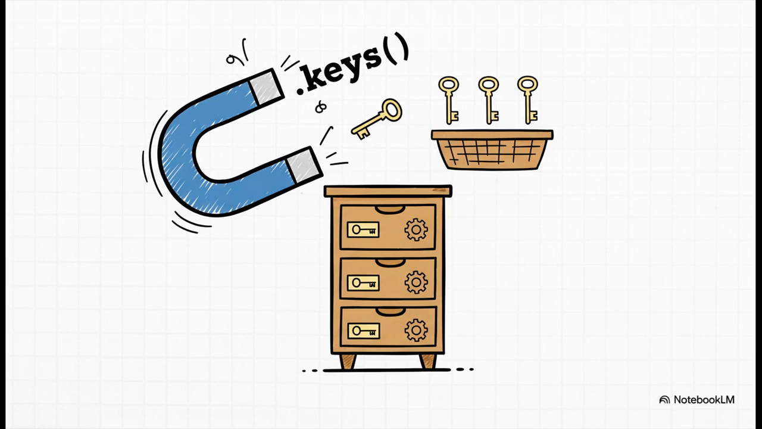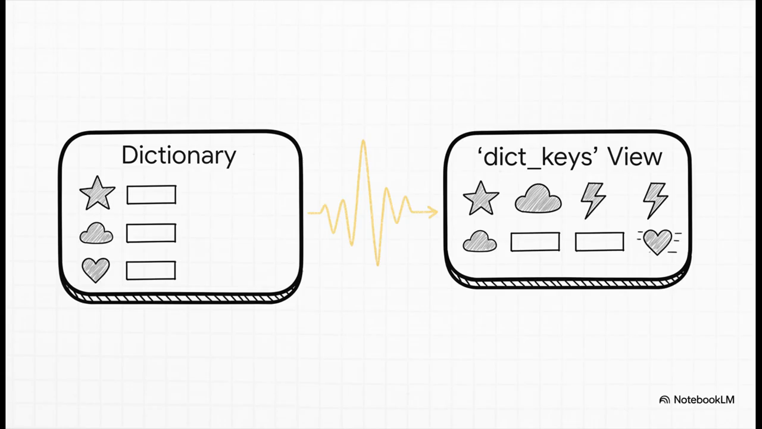This code is basically asking the dictionary to just give us a list of all the labels or keys that it's using. Now, check out the output. It's not a regular list. It's this special view object called dict_keys. And the cool thing about this view is that it's dynamic. That means if you add a new key to the dictionary later on, it'll automatically show up here.